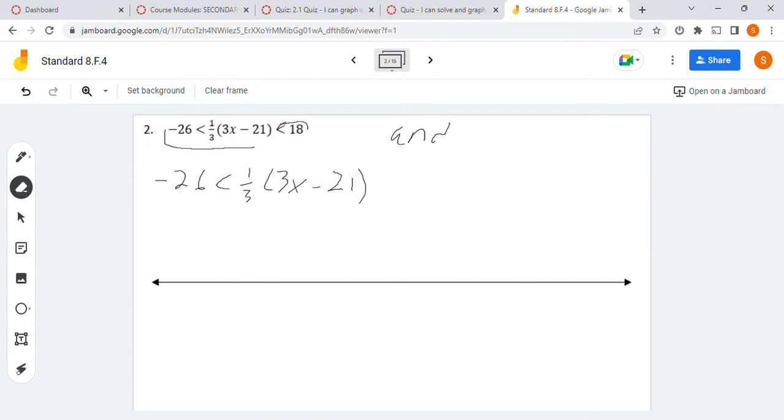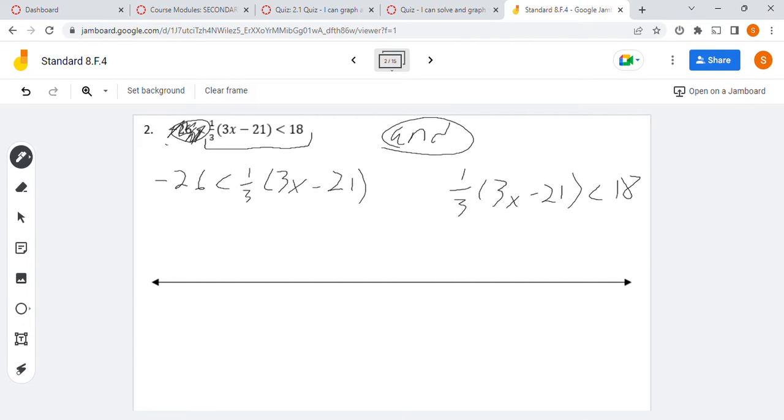And then the second one that we're dealing with is over on the right-hand side, and we are going to keep the middle and ignore this left-hand side there. So this is not part of it. We end up with 1/3 times 3x minus 21 is less than 18. And the conjunction that connects those two is "and." So we're going to solve these by distributing, and we get negative 26 is less than, that would be x minus 7. Finish this out by adding 7. We end up with negative 19 is less than x.